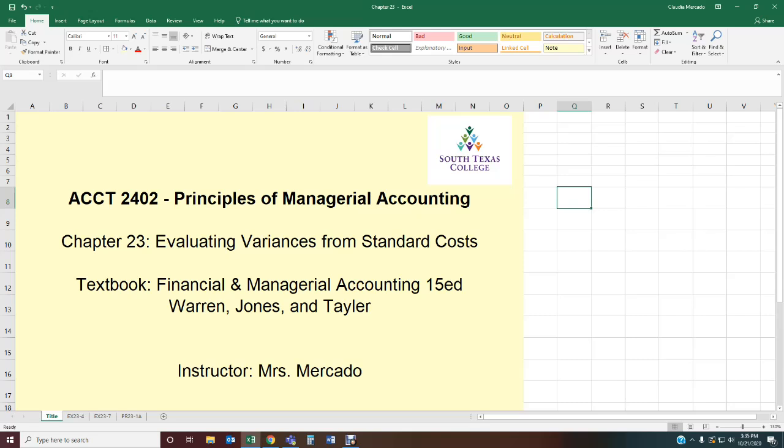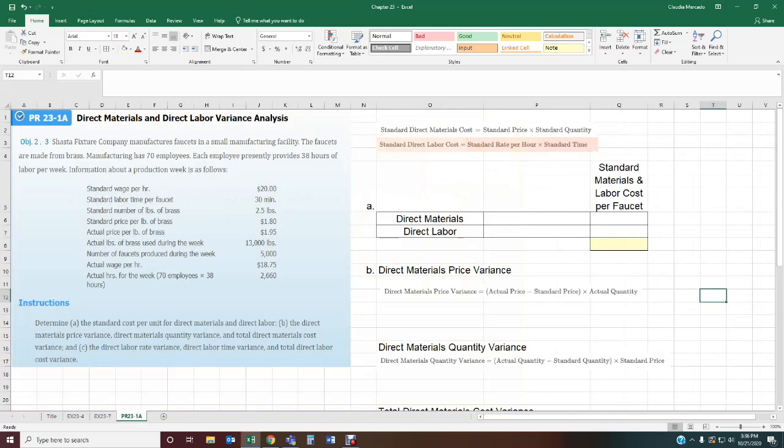All of the formulas are included in your textbook or your ebook. It's just a matter of you applying the correct formulas to what they're asking. So it's very important that we read carefully so we can apply the correct formula to what the problem is asking us. The problem that I'm referring to is problem 23-1A. This particular problem deals with direct materials and direct labor variance analysis.